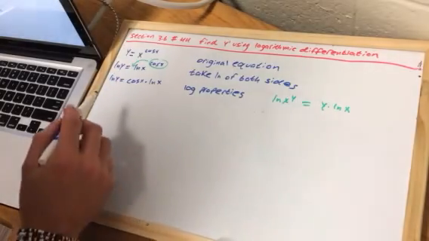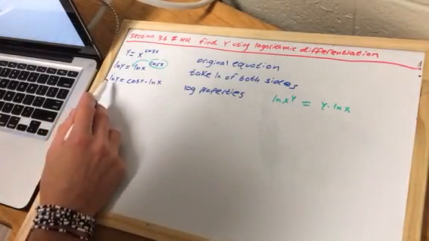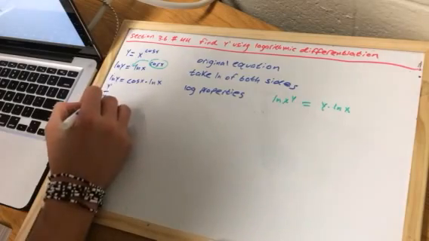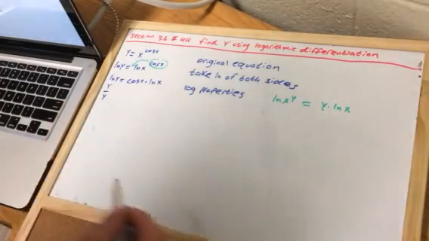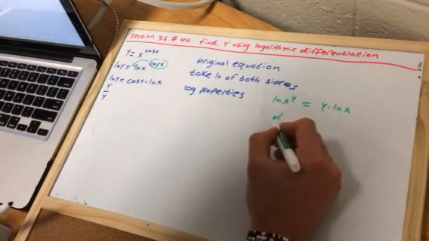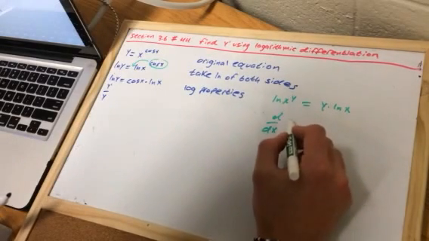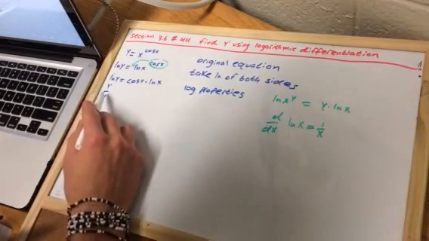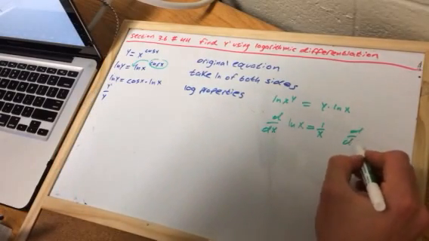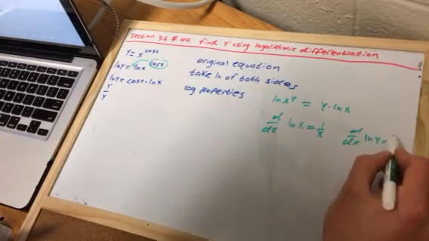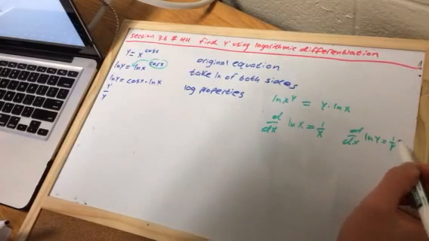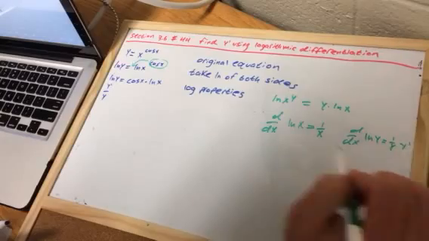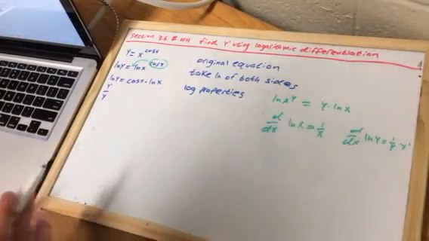So the derivative of the left side is y prime over y. Now the derivative of ln x equals 1 over x. So over y it's 1 over y. But because it's implicit differentiation, we need to remember y prime. So 1 over y times y prime just turns out to be y prime over y.